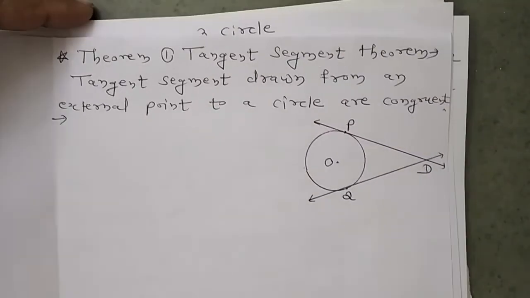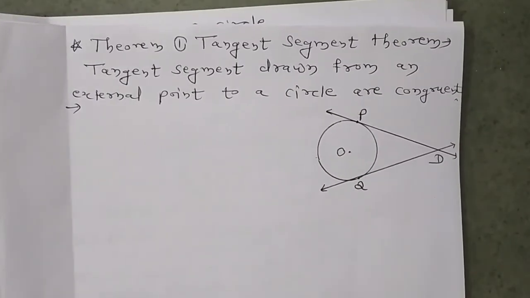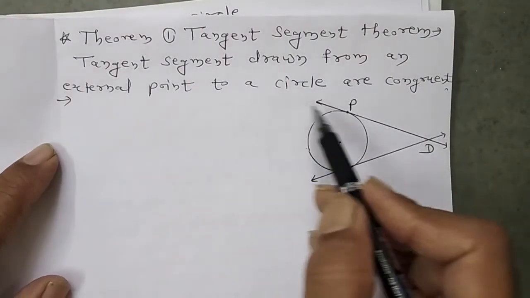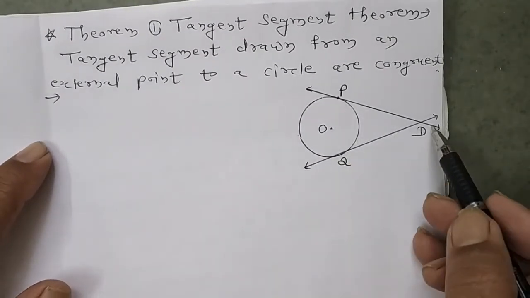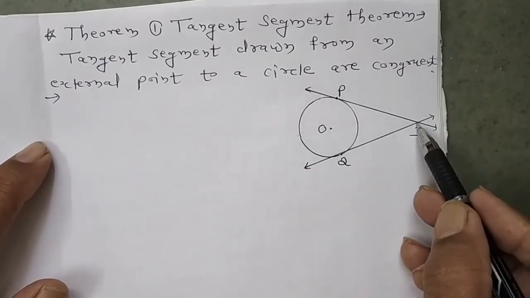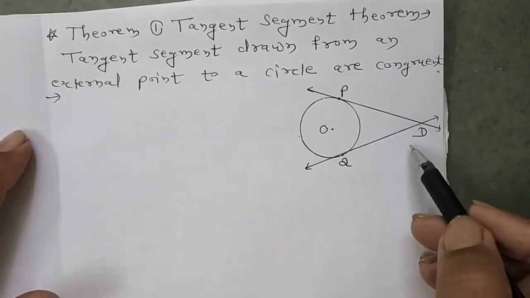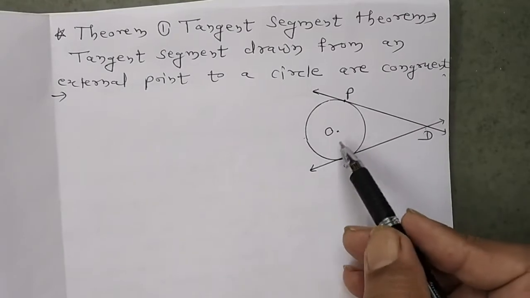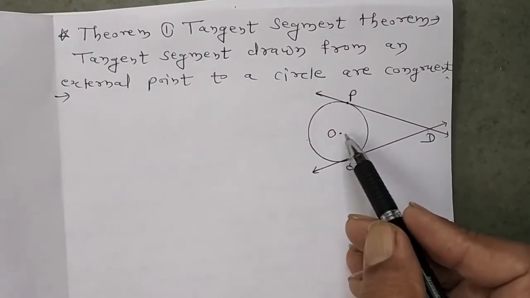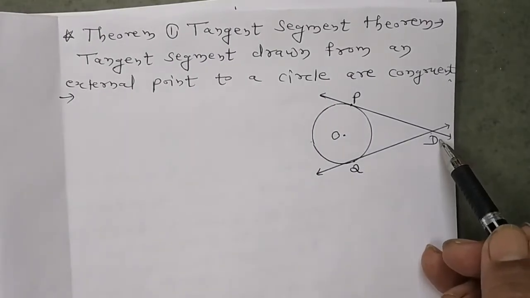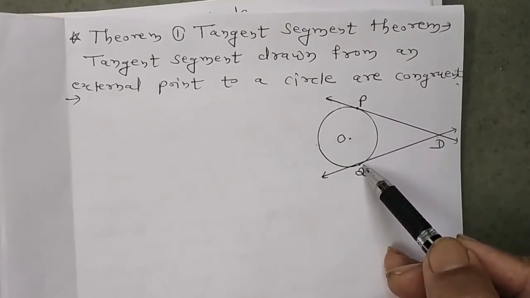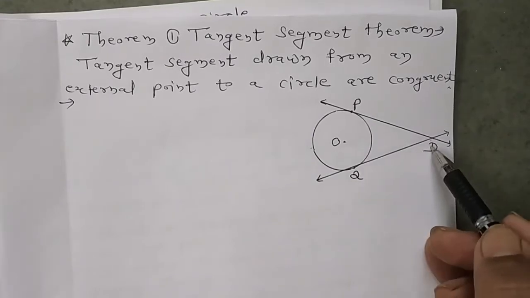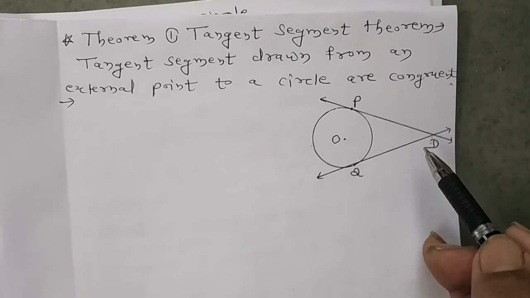Now we will see theorems. Now first theorem, tangent segment theorem. Here the statement: tangent segments drawn from an external point to a circle are congruent. Here tangent segments drawn from an external point, that is from point D, to a circle are congruent. We have to show these are congruent. Now first we see from the figure how we can prove this. First, given: O is the center of the circle, lines PD and QD are tangent to the circle at points P and Q respectively. This is given. To prove, we have to prove segment PD congruent to segment QD. That is, these two segments are congruent.